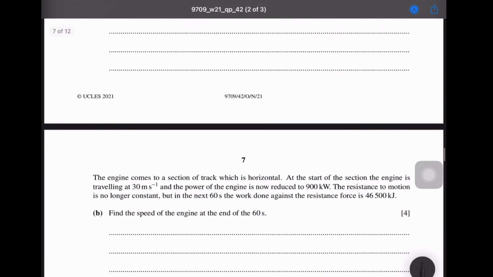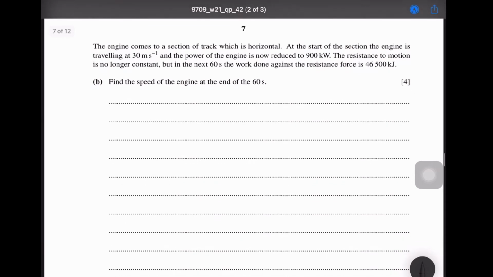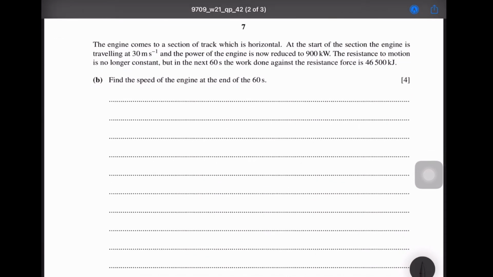Let's go for question B. The engine comes to the section of track which is horizontal. At the start of the section, the engine is traveling at 30 meters per second. Now its power is reduced, power is 900 kilowatt. So it is becoming 900,000 watt.